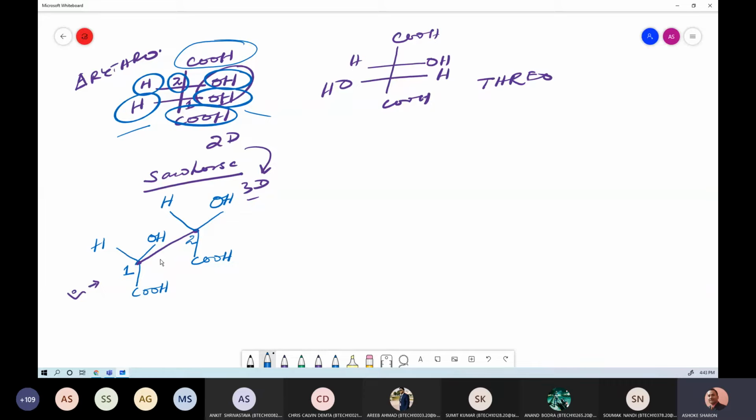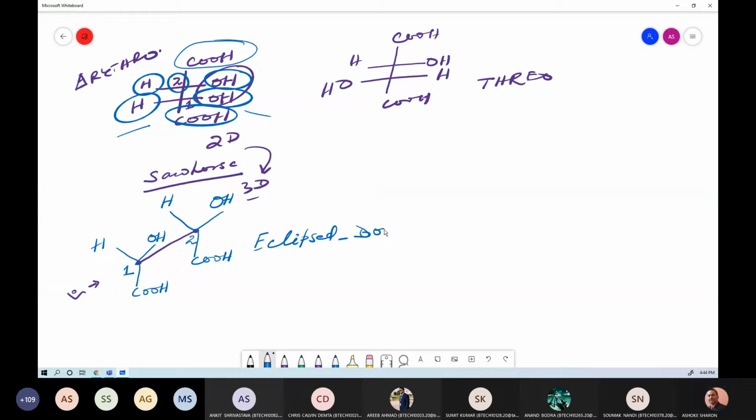Now my next question is whether this Sawhorse projection formula looks eclipsed or staggered, or what? Can I get an answer? Yes, you are all correct. This is eclipsed. Yes, it's fully eclipsed. I agree with you. So now here I am writing eclipsed.